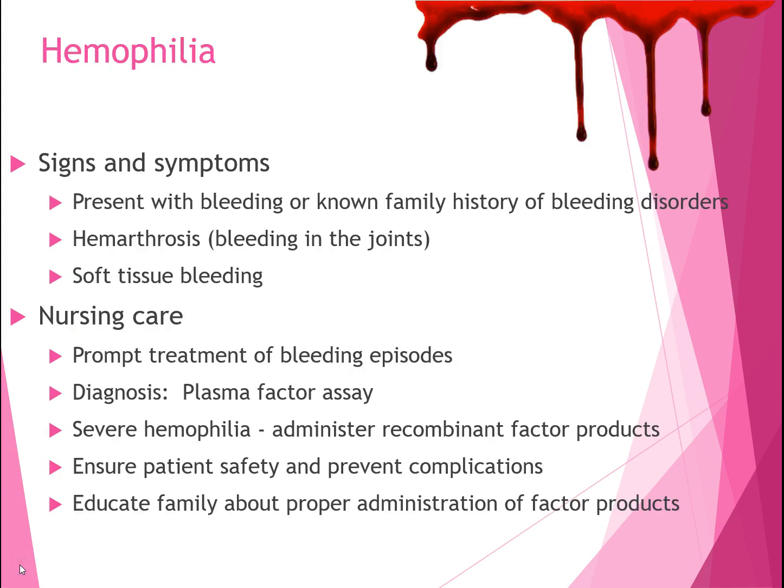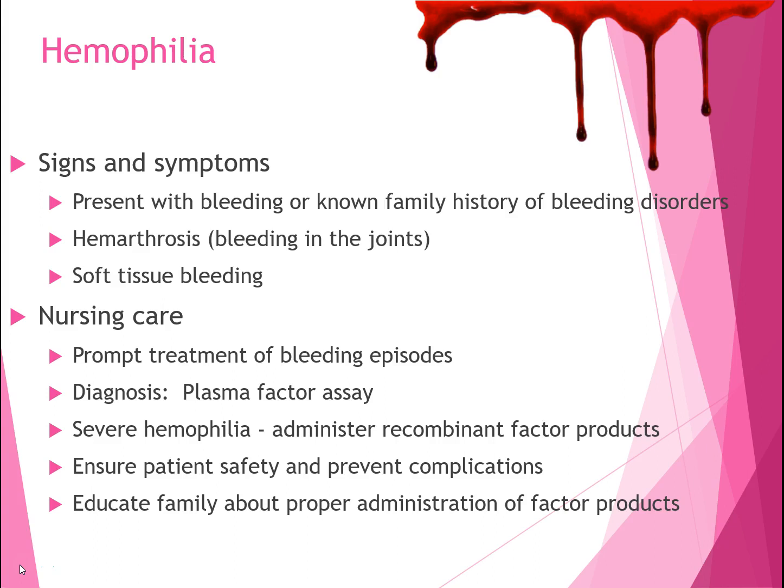Hemophilia, another common type of blood dyscrasia. They present with bleeding, or if they have a known family history of bleeding disorders, or if they have bleeding in the joints, which is called hemarthrosis, or soft tissue bleeding, those are some of the signs and symptoms. They cannot clot, so they definitely have a risk of hemorrhage when they have an injury.